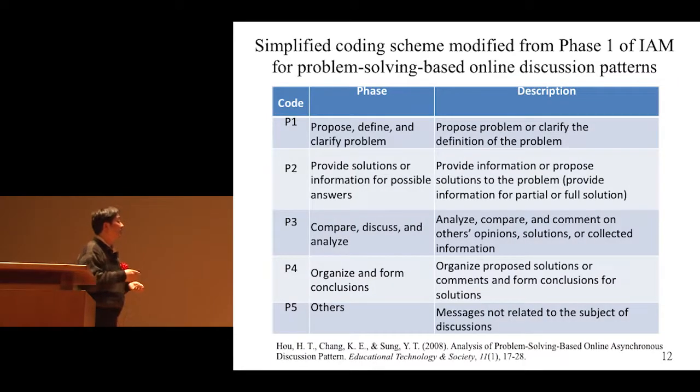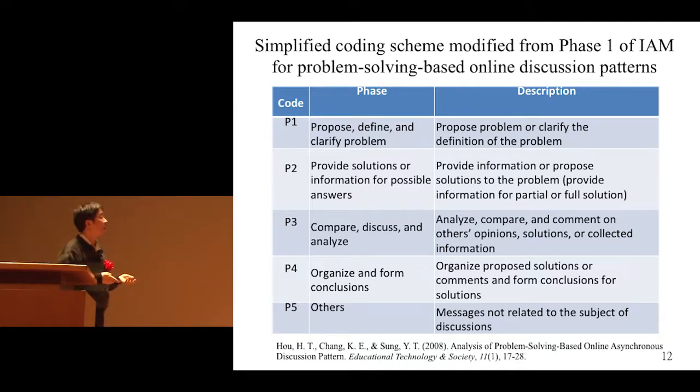For example, in 2008, Ho, Zhang, and Song had a study using a simplified coding scheme. There were only 5 coding items. The first one, P1, is propose, define, and clarify a problem. P2 is providing a solution. And P3 is compare the solution from peers. And P4 is organize and reach a conclusion. And P5 is the discussion irrelevant to the issue there.